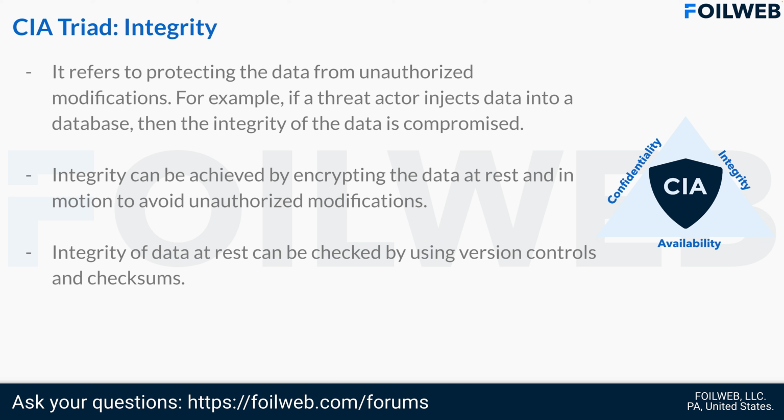It is important to maintain the integrity of data and prevent unauthorized modifications to the data both at rest and in motion. For example, if an adversary injects data into a database, then the integrity of the data is compromised. Integrity can be achieved by encrypting the data at rest and in motion to avoid unauthorized modifications. Integrity of data at rest can be checked by using version controls and checksums.